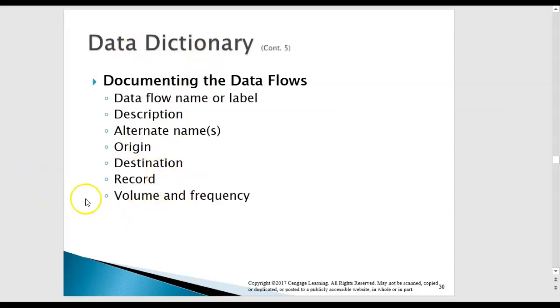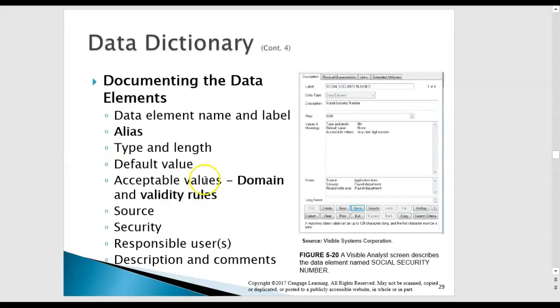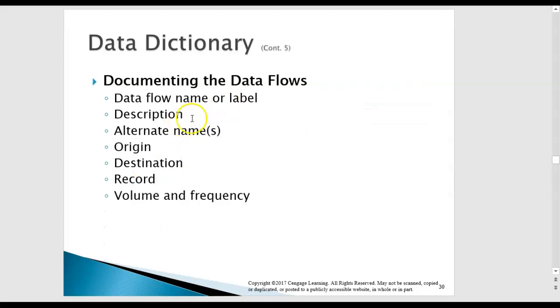I recommend that you pause the video over here and go through the next 3 or 4 slides, which basically elaborate on how you would document the data flows. It's the same idea as we discussed in the example earlier over here. So the same concept can be applied to documenting different parts of your data flow. So the description of the data flow, the alternate name, the origin, destination, record, volume.